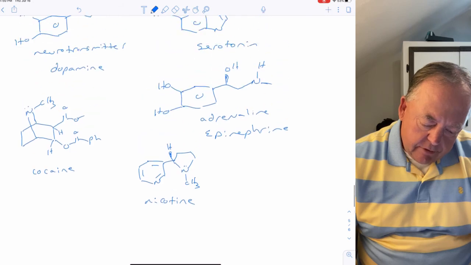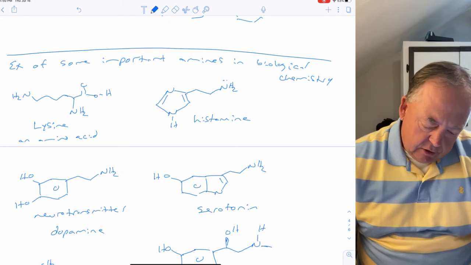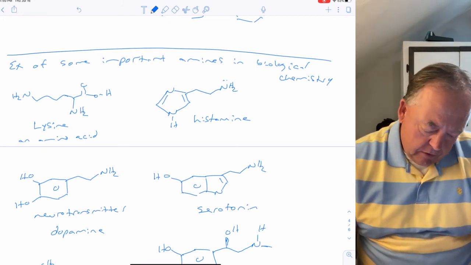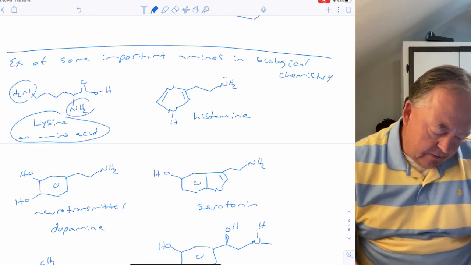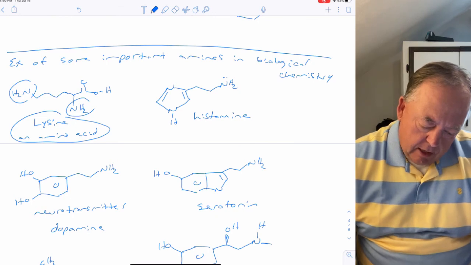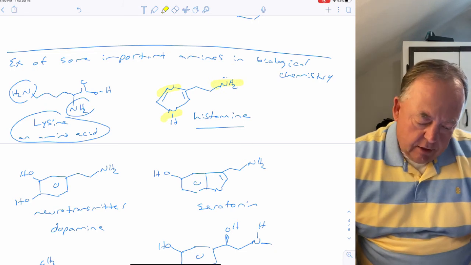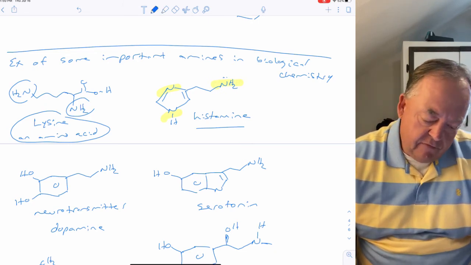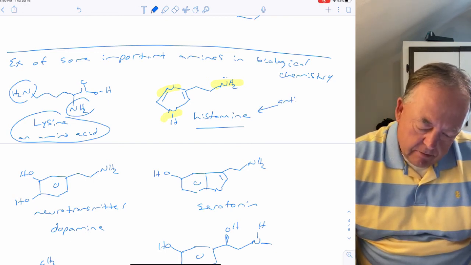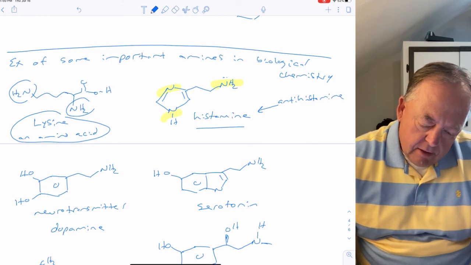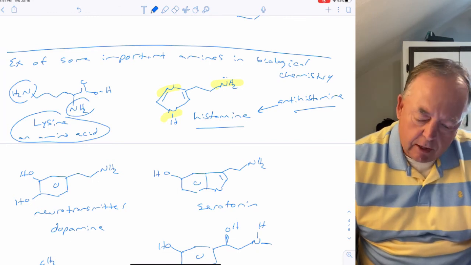Okay, so lastly in this chapter, I just wanted to show you a few examples of amines that are very important in biological chemistry, just so that you see some of the relevance of this material. So this molecule is lysine. So it's got 2 amines in it, right? So that's an amino acid. This molecule is histamine, which has 3 amines in it. So histamine, of course, if you have allergies and you take an antihistamine, you would be taking an antihistamine to try to reverse the effects of histamine, the allergy response that's happening.